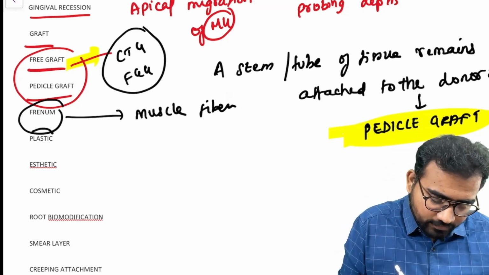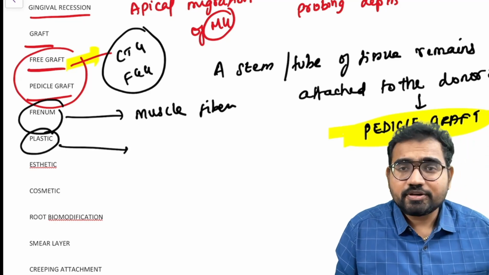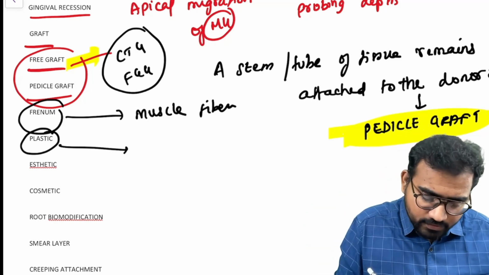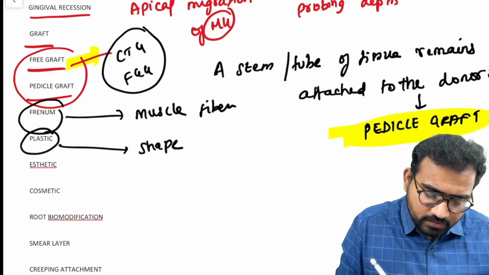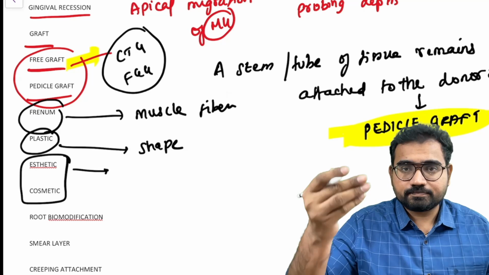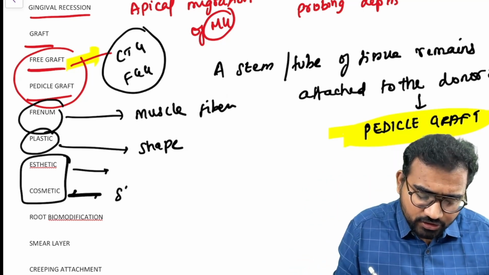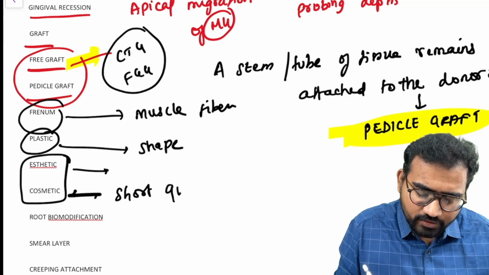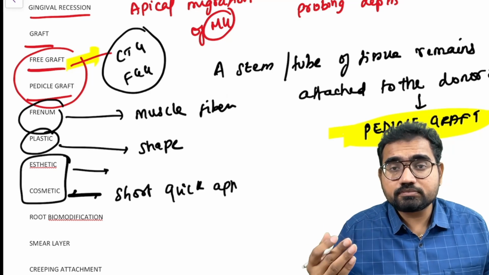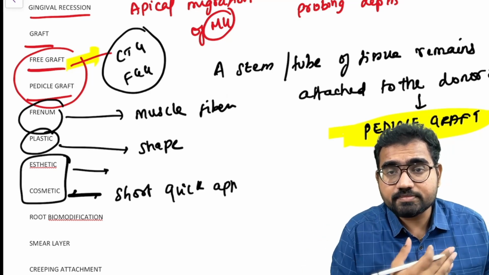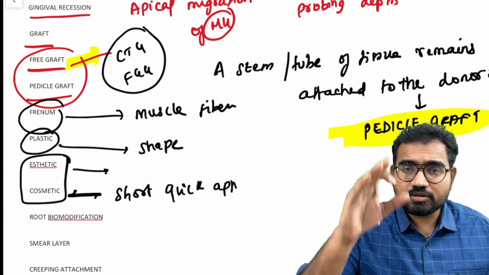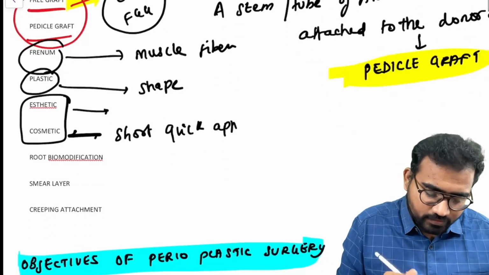Fine, very good. What do you mean by plastic? To give shape to any substance, that is plastic. Okay, to give any shape. What is aesthetic and cosmetic? Aesthetic is long term. If I want a long term result, that becomes aesthetic. Cosmetic is short term, quick, a good appearance.